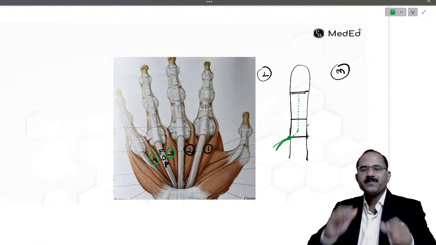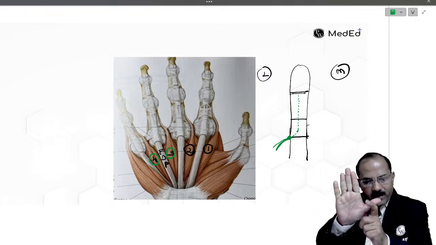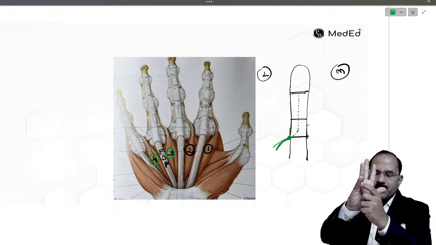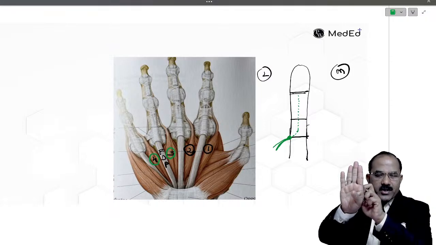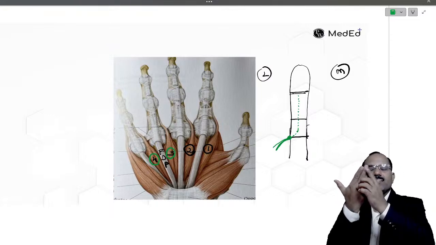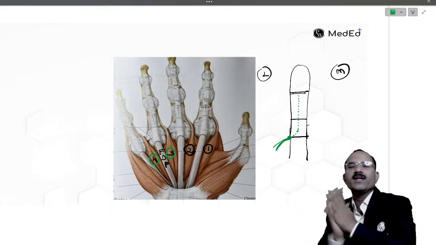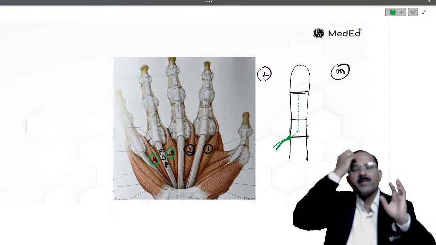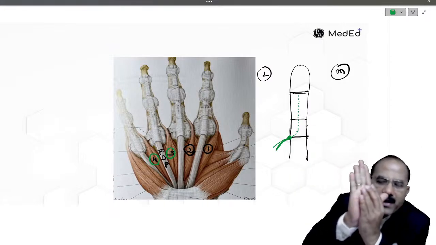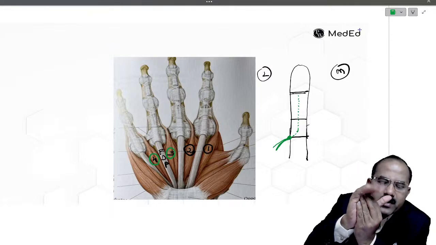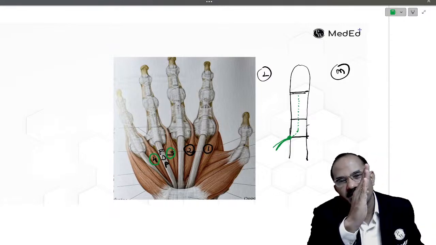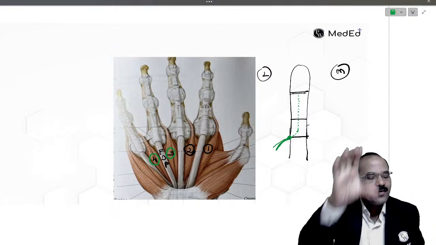I'm drawing one finger for you. This is the lateral aspect of the base of the proximal phalanx. And from here, it goes backside. It gets inserted on the base of distal phalanx of the fingers. Now is it clear? So what is the action of lumbricals? When this part contracts, it does this. What is this? Flexion at the metacarpophalangeal joints. And when this part contracts, what will it do? It will do extension at the interphalangeal joints.